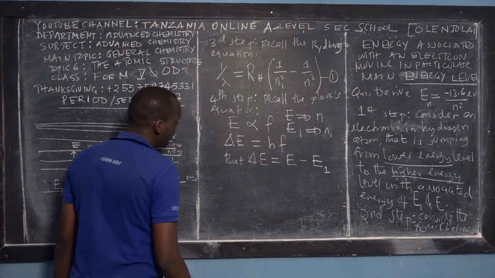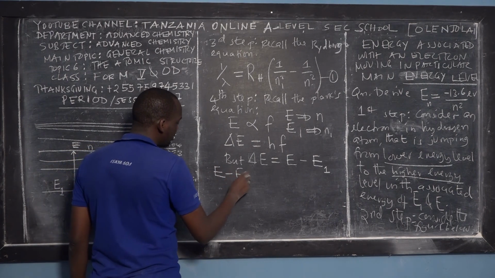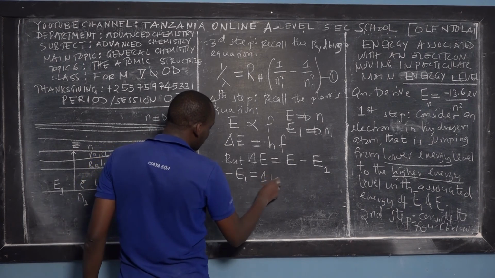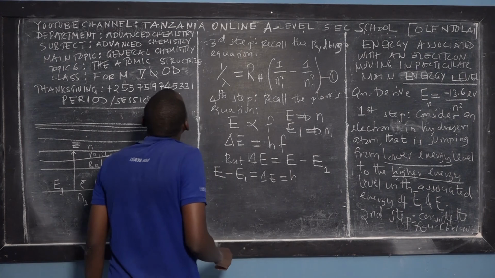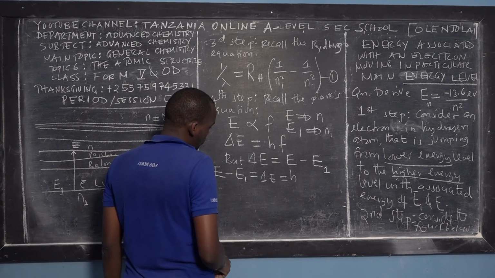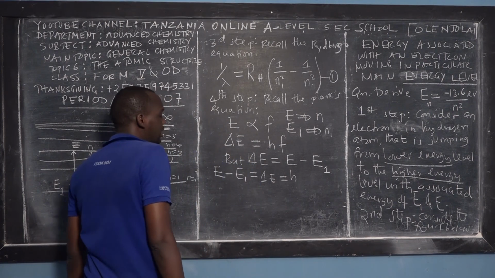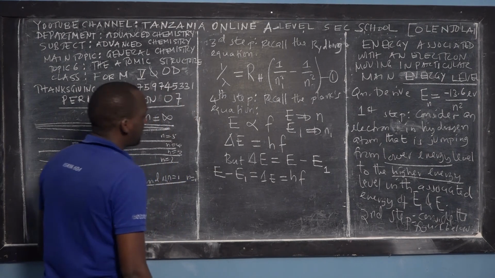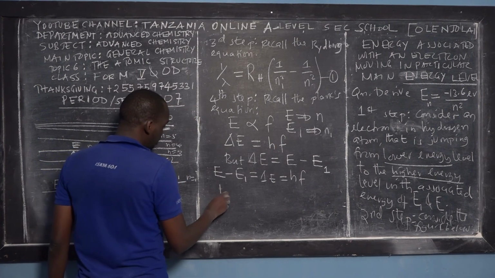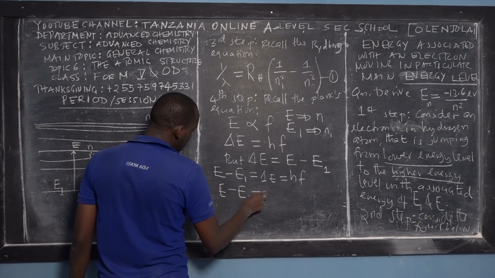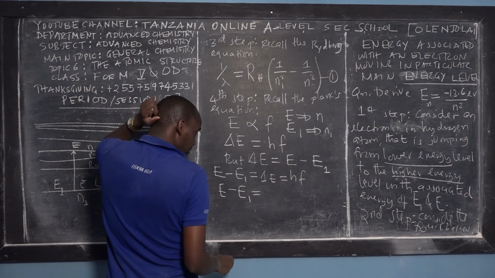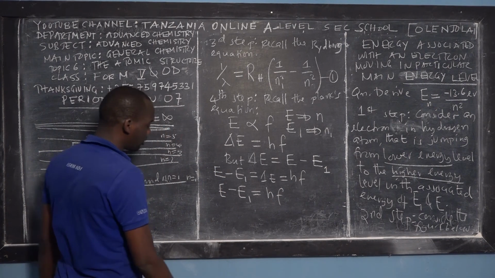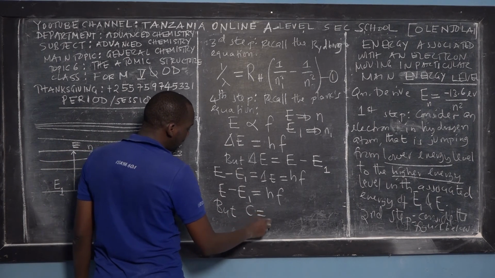So the energy difference, the change in energy, is equal to Planck's constant times frequency. So the energy is equal to Planck's constant times frequency. But also, we say that the speed of light is equal to wavelength times frequency.